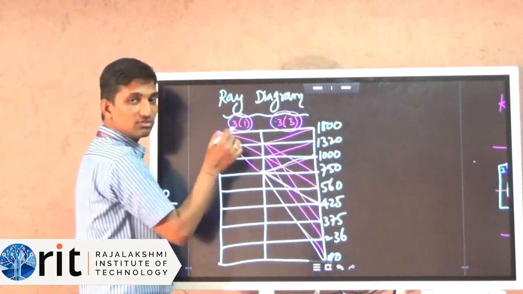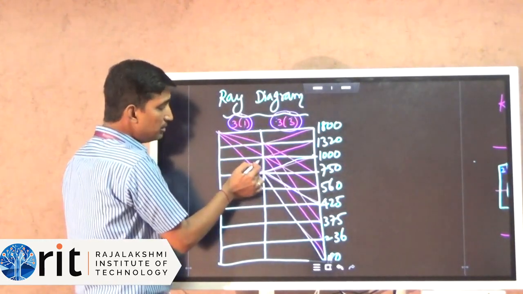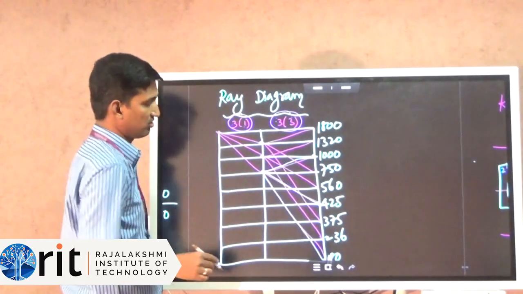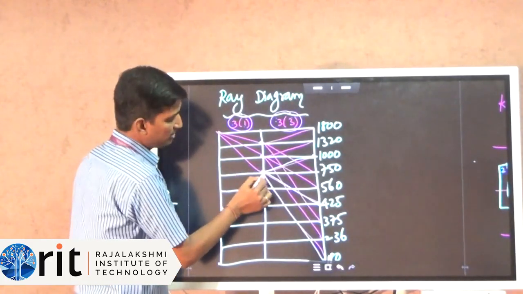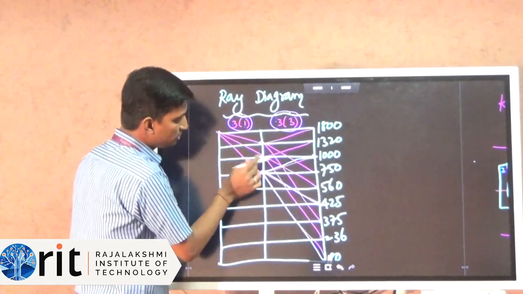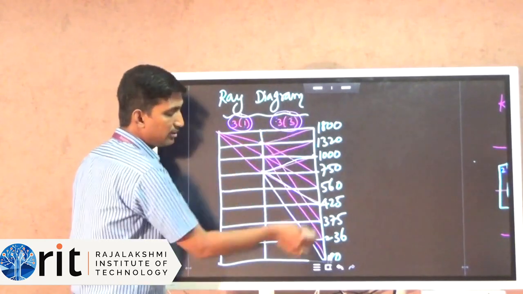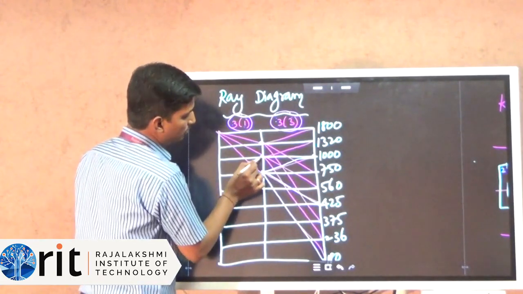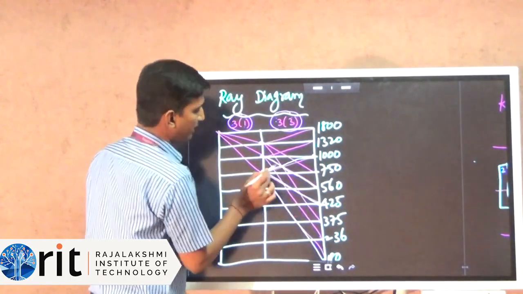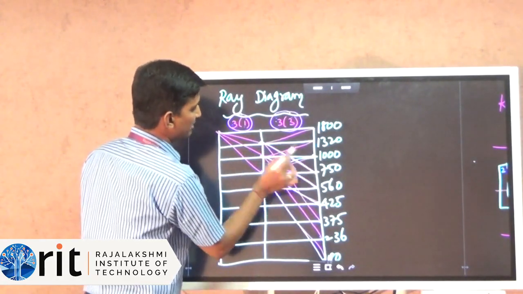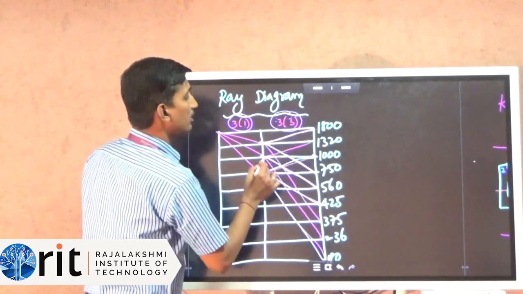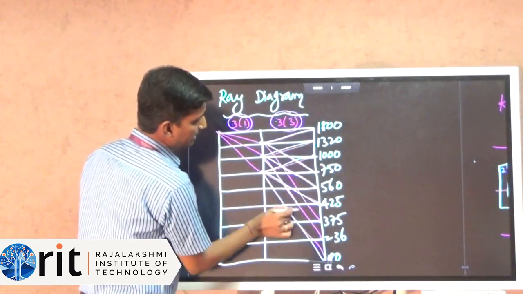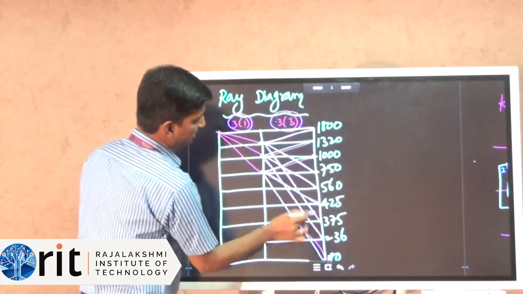Similarly, since it has three stages, this is the first stage, this is the second stage, and this is the third stage. After marking these three stages, I have to join these rays to the different sets of speeds. Now I am going to plot this line to 560, similarly this line to 750, this line to 180, this line to 1320, similarly this line to 236, and this line to 375.